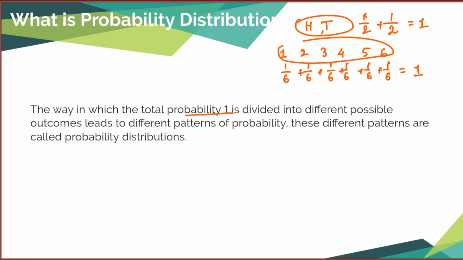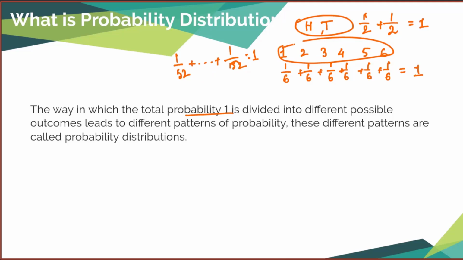Similarly for every card, the probability is 1 by 52, because there are 52 cards and every card is unique, so the favorable case will be 1. So every card from a pack of cards has a probability of being drawn of 1 upon 52. And if I add such probabilities, there will be 52 of them, so it will lead us to 1. So this is called total probability.